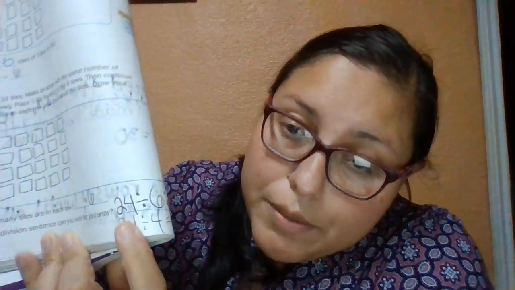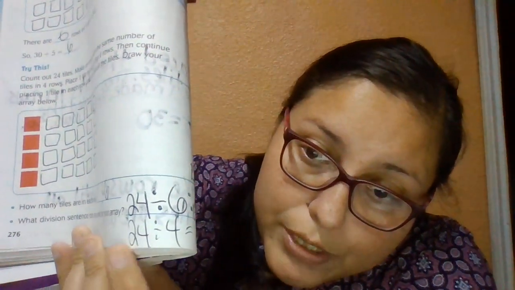Now, for number 5 through 10, you're going to write the division sentence. Just like we did earlier, we wrote a division sentence here on page 276, at the very bottom, right there. We wrote division sentences. That's what we want to do here. So here it's saying for number 5, 25 tiles in 5 rows. So I have 25. The big number goes first.